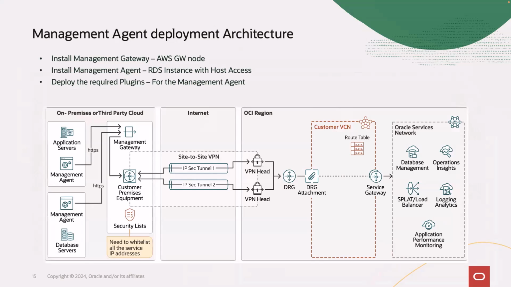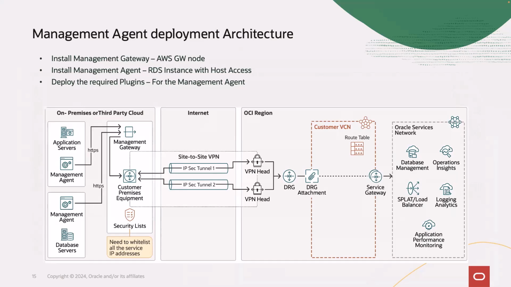Next, we'll see the architecture to deploy the management gateway and management agent. These are lightweight applications that collect and send the monitoring data from AWS to OCI services. The management gateway will act as a proxy to forward the data and metrics from the management agent to the O&M service in a secured way. The management agent will be installed on any of the DB host and application host to collect the logs, metrics, data, and records for monitoring in OCI Observability and Management.